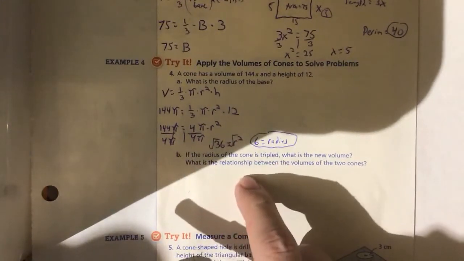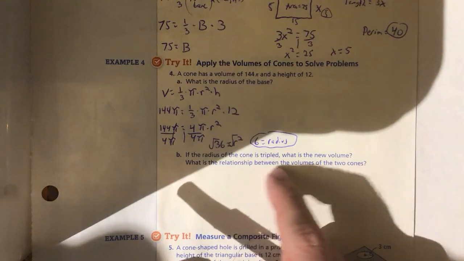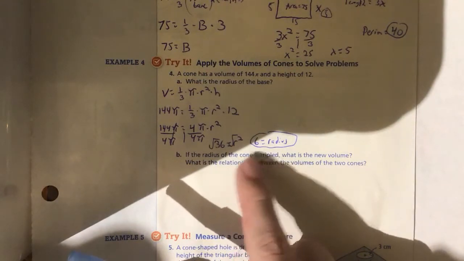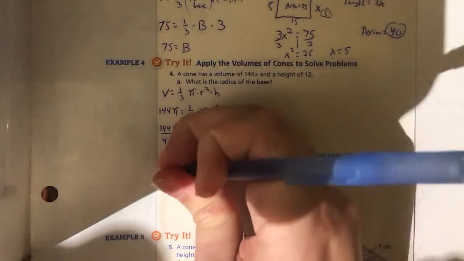If the radius of a cone is tripled, what is the new volume? What is the relationship between the volume of the two cones? So, we'll find the volume first, and then I'll show you a little trick to figure out the relationship without even having to do all the math. So if the radius of the cone is tripled, so now the radius would be 18.